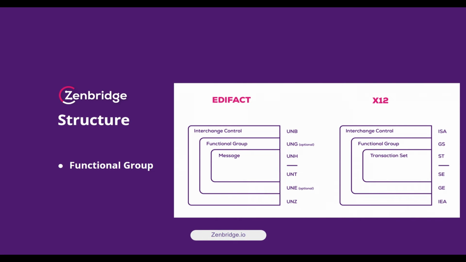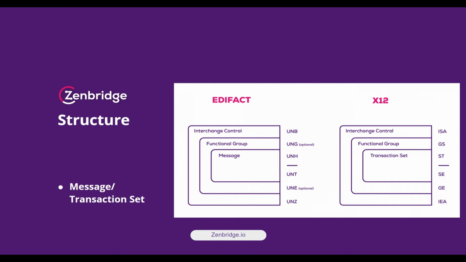Similarly, the inner envelope functional group has UNG and UNE as header and footer in EDIFACT, but in X12 they are GS and GE. There are also some EDIFACT standards that do not use functional group, such as Stratacoms, and that's why this segment can be optional.